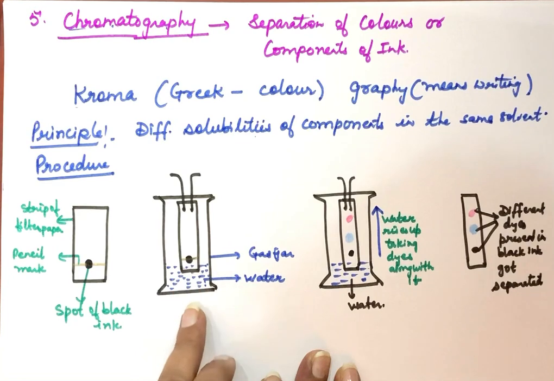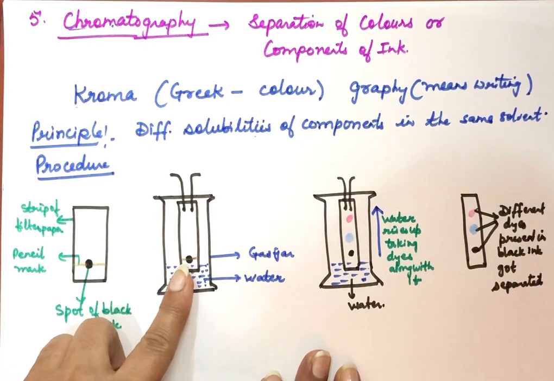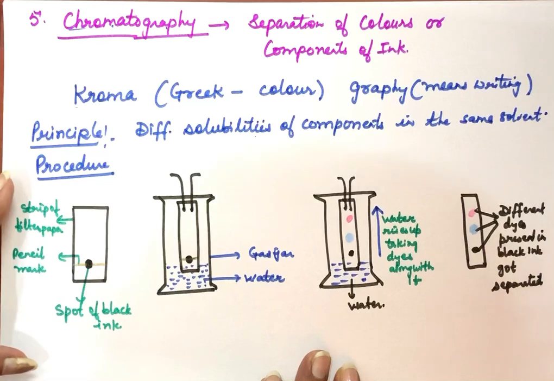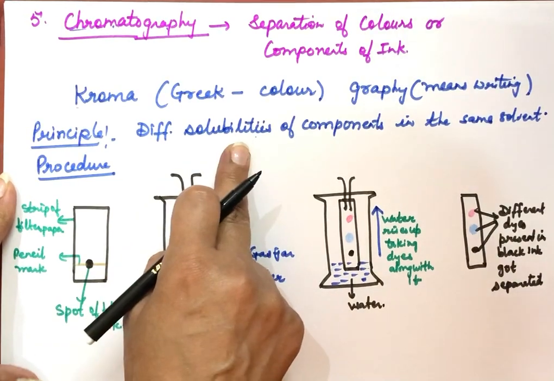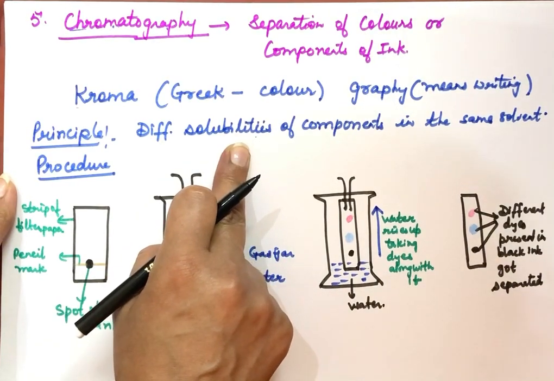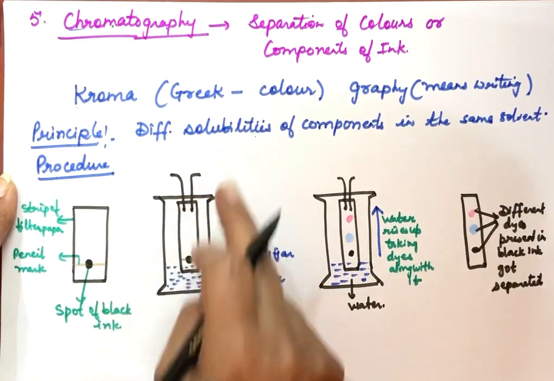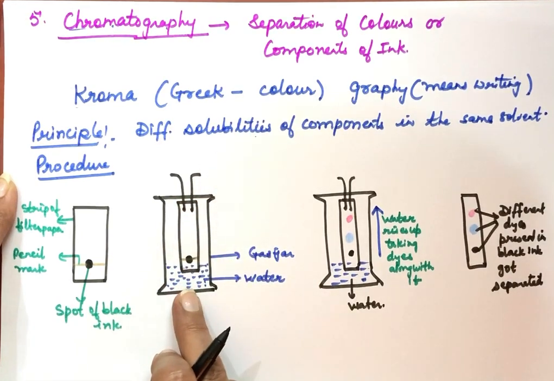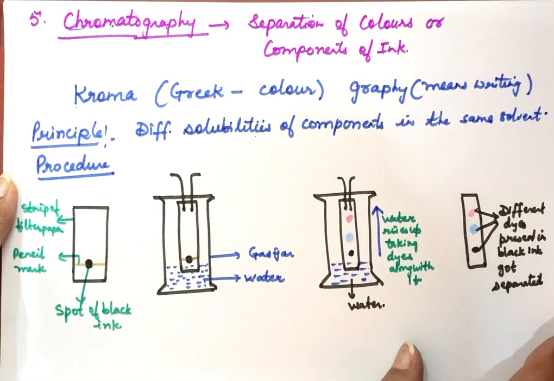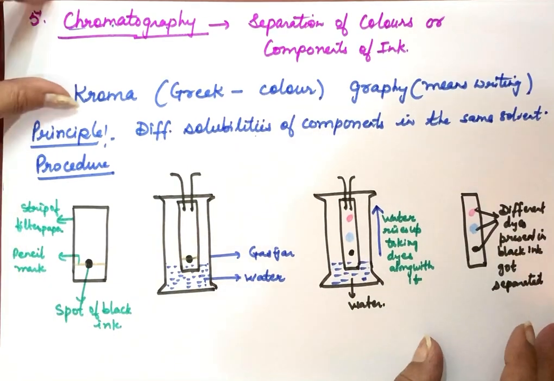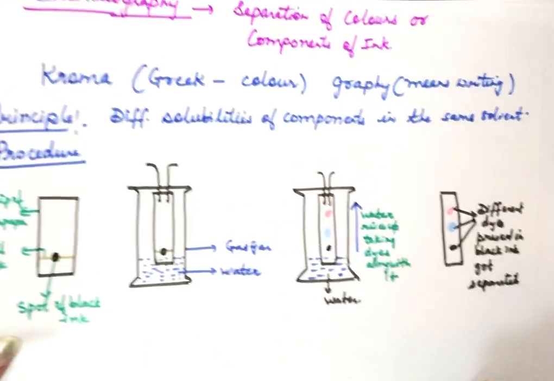In this method just a drop of mixture we are taking. So that means this method can be used only if the mixture that we want to separate into its components is in very less amount. The principle behind this method is that the components have different solubilities in the same solvent, water. So this is the fifth method, that is the chromatographic method.